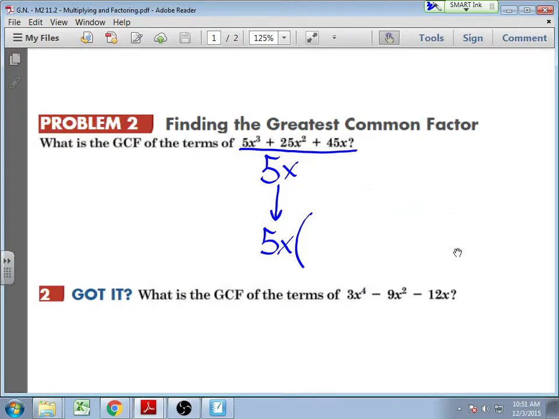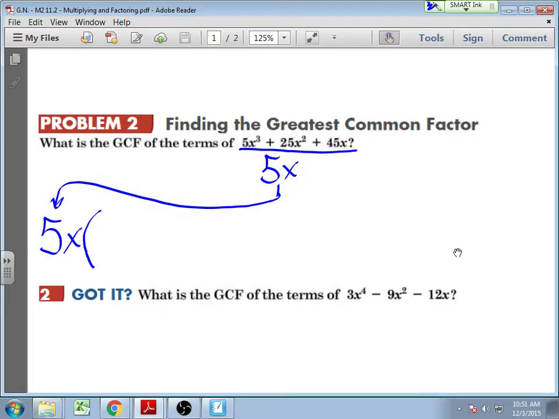So what we're really doing inside the parentheses, especially because you just asked, I'm going to show a decent amount of the work. 5x then becomes the coefficient to everything. Inside the parentheses, you're now going to have 5x cubed divided by 5x plus 25x squared divided by 5x plus 45x divided by 5x. Each of these terms individually gets divided by 5x.